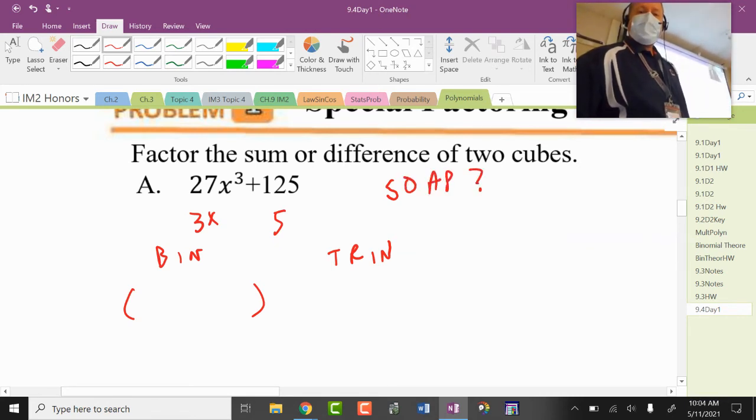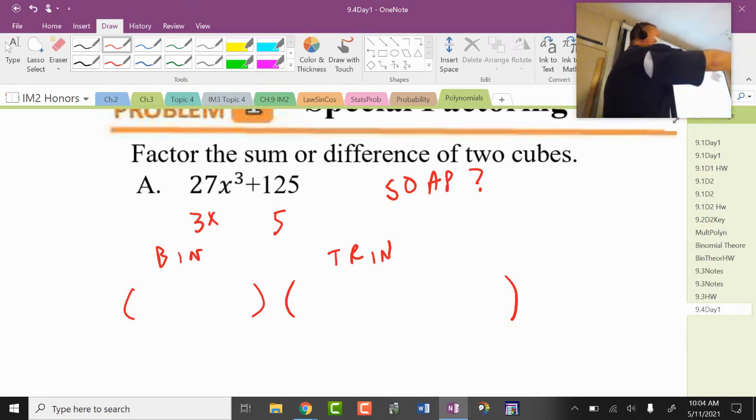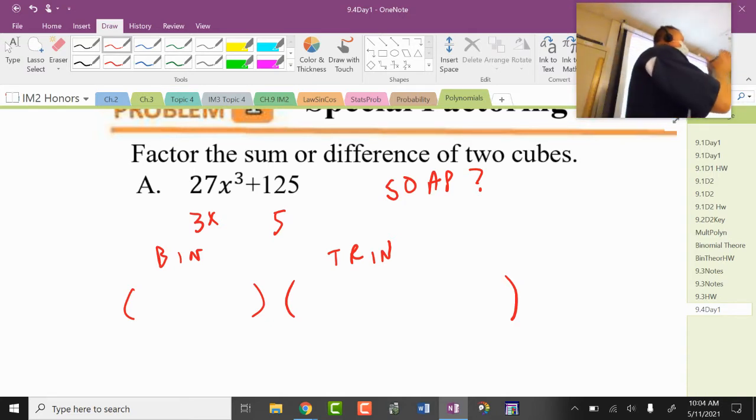Okay, let's finish this off. Binomial times trinomial. Anyone know what S, A, and P is? Because he's right on the first two. Same, opposite. Who said always positive? Nice, Matt. Good job. Okay, so here's how it goes.